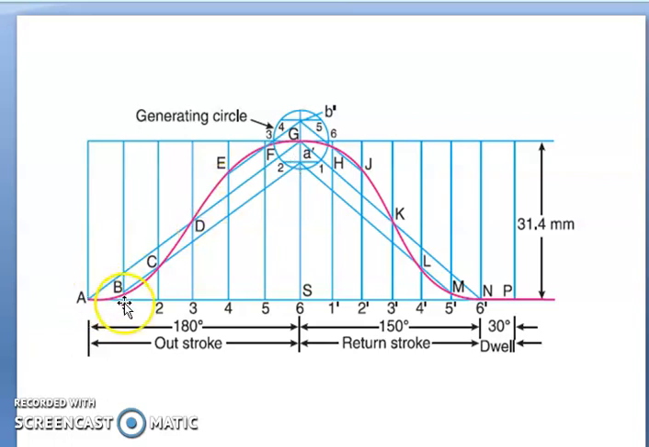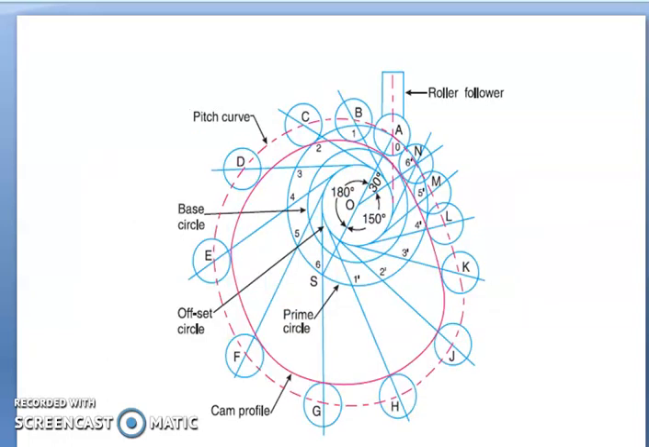So the line from 1 will intersect the vertical line from 1, and the line from 2 will intersect the vertical line from 2, and likewise from 3, 4, 5 and 6. All these points you mark and join using a smooth curve. The same you can repeat for the return stroke also. Once the displacement diagram is completed, we can start to draw the cam profile.